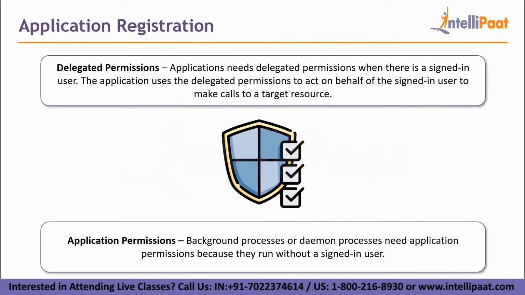Okay, so these two are the permissions which are provided. There are multiple permissions. For example, if you want your application to access the storage account, you only have to provide permission to do that. You don't need to provide permission for the application to access every single Azure resource. You just have to give permission for that one particular resource. So that's delegated permissions and application permissions.